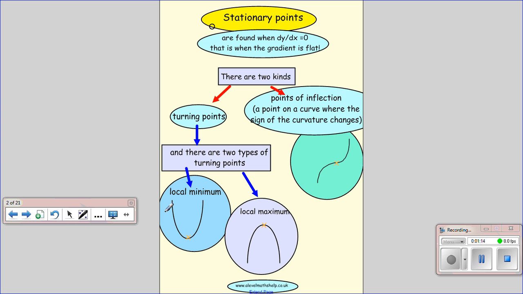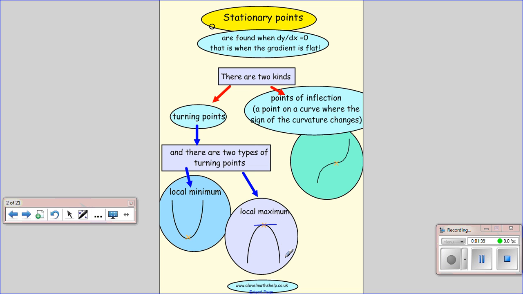Now turning points, you can see here, when we turn, the curve turns right round. So it's going down and then it goes up, and then it goes up, and then it goes down. So this one's called a local minimum or minimum, because you can see that the curve reaches a minimum and then turns and goes up again. And here we have a maximum because the curve goes up until it reaches the maximum and then it falls down again.